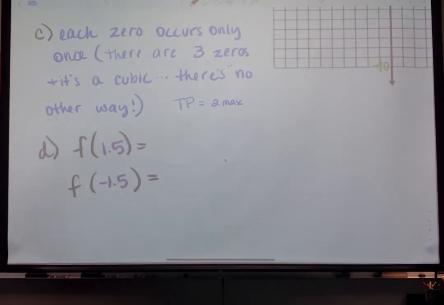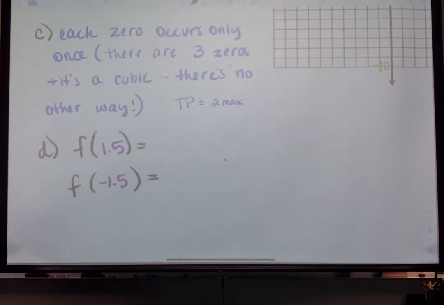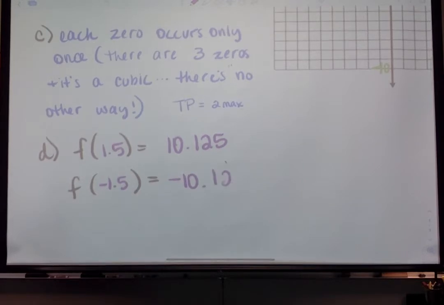I did that, so here we go. When I plug in positive 1.5, I got positive 10.125, a little bit higher than 10. And when I plugged in the negative 1.5, I got negative 10.125, a little lower than negative 10. So here's what that tells me.